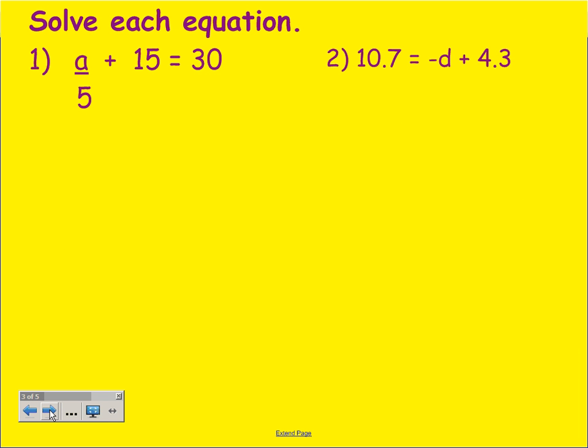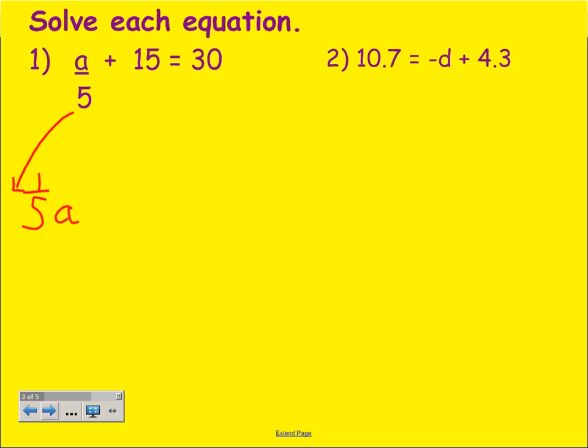A divided by 5 plus 15 is equal to 30. So really we're saying some number divided by 5 plus 15 is equal to 30. I want you to understand that a over 5 is exactly the same thing as 1/5 a. So sometimes you'll see it with the variable written in the numerator, and sometimes you'll see it with the fraction out in front of it, but once again, it's exactly the same thing.